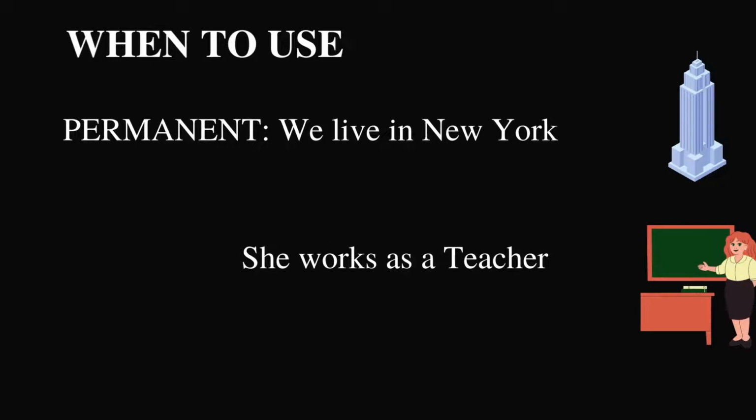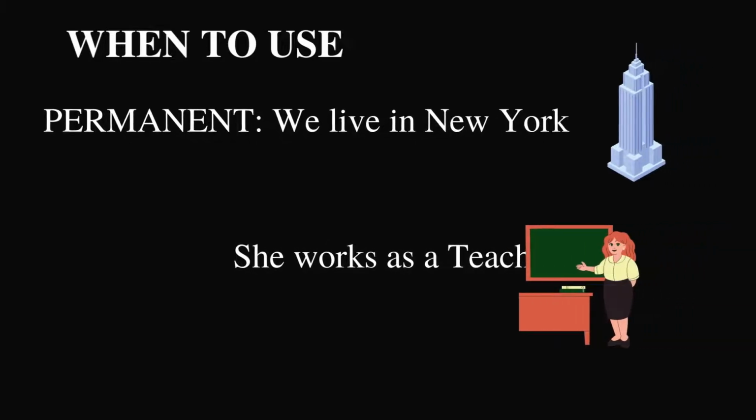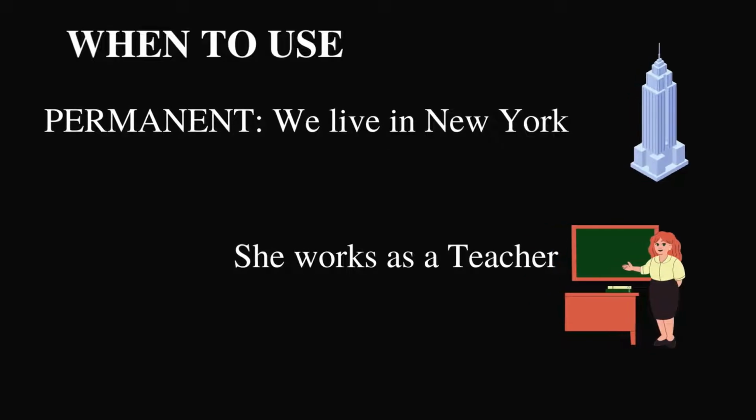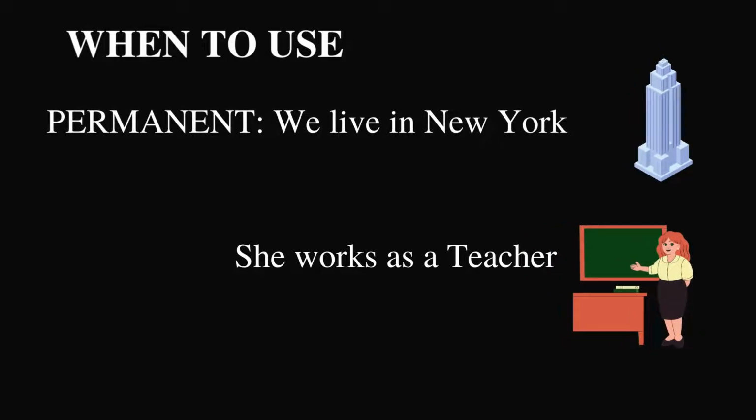Now let's discuss when we use present indefinite tense. We use present indefinite tense to report something that is permanent in nature. For example, your place of residence or your occupation. Examples are we live in New York. She works as a teacher.